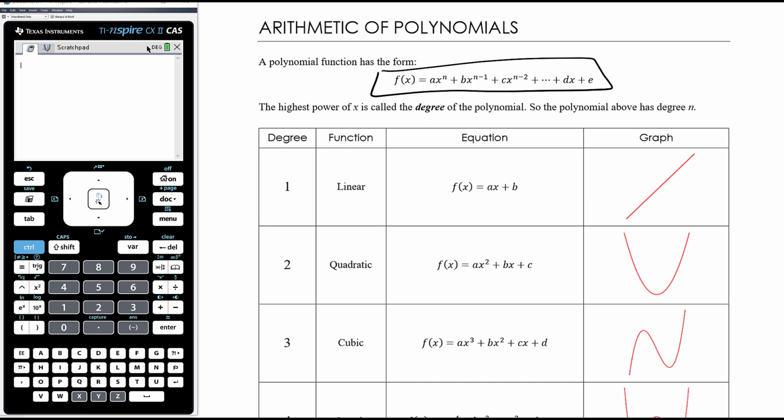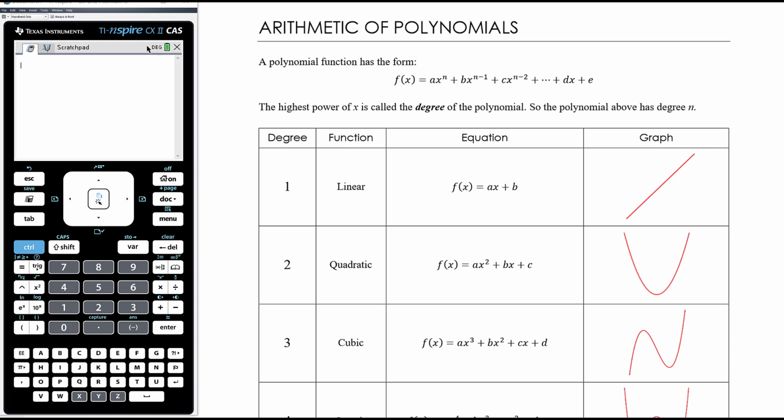So a polynomial function has this kind of form. It's a really unnecessarily complicated way of describing it, but essentially we have a number times x to the power of n, plus another number times x to the power of n minus 1, plus another number times x to the power of n minus 2, all the way down to a constant term, that is e times x to the power of 0. So we have decreasing powers of x, and we can have coefficients of each of those terms.